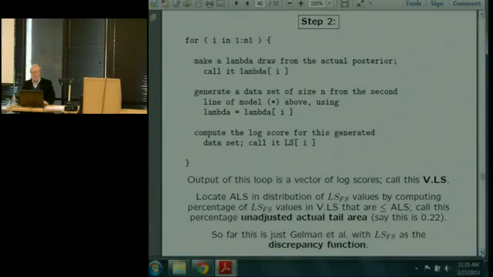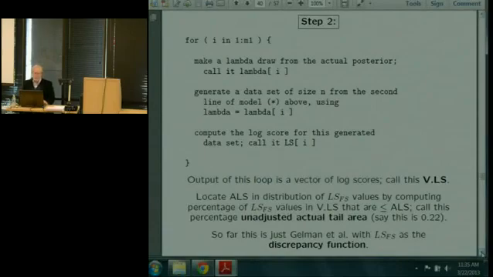Let's locate the actual log score in this distribution of LS values by computing the percentage of LS values in that vector that are less than or equal to the actual log score. I'm going to call this percentage the unadjusted actual tail area, and let's say it comes out 0.22. This is where Gelman and his colleagues would stop. They would say, you now have what they call a posterior predictive p-value, and it's 0.22, so your model's fine. That p-value is a lot bigger than the 0.05 knee-jerk place to draw the line, and so your model's fine.